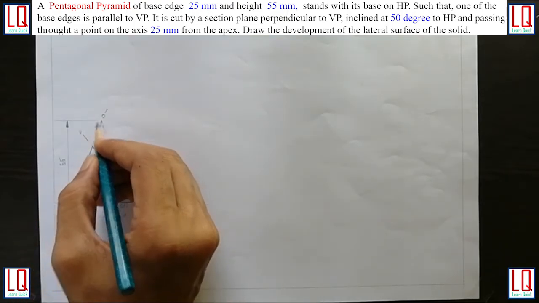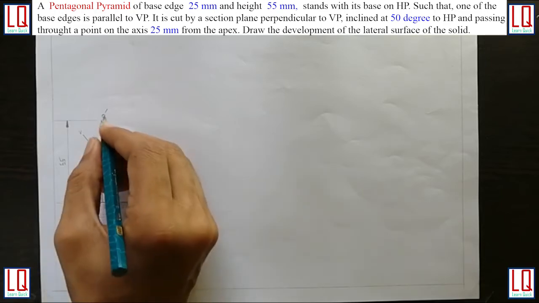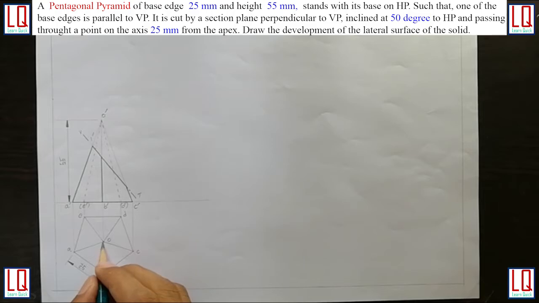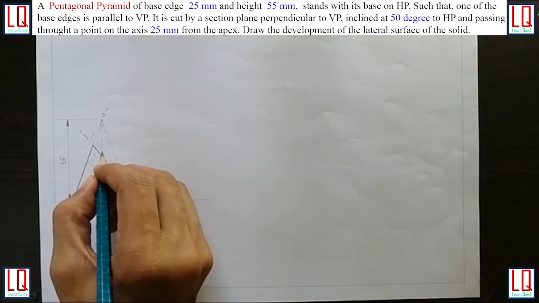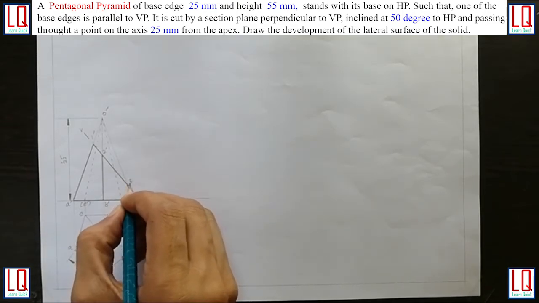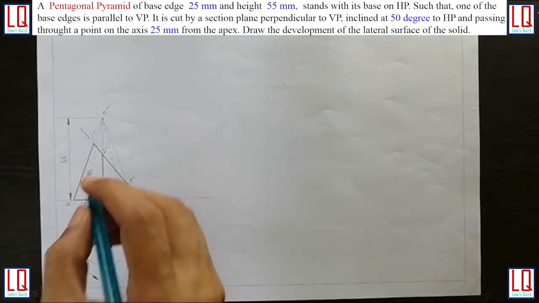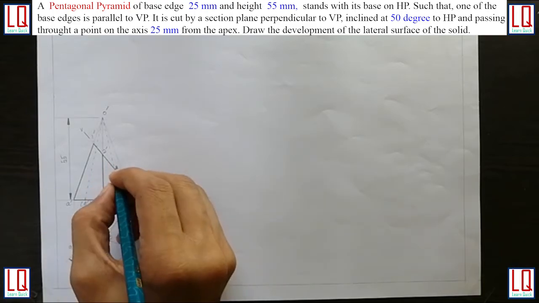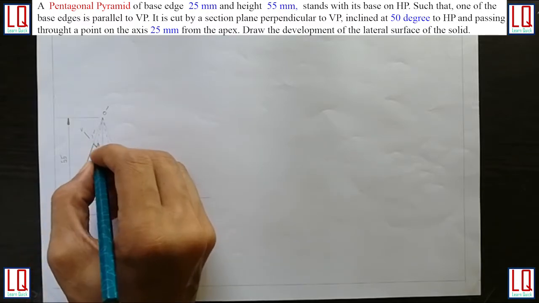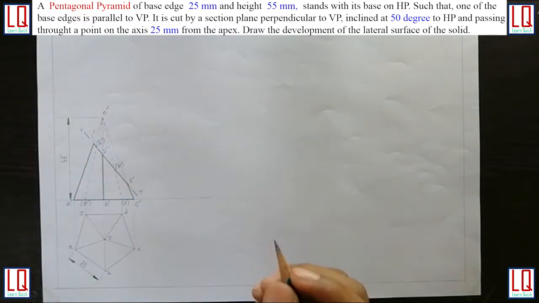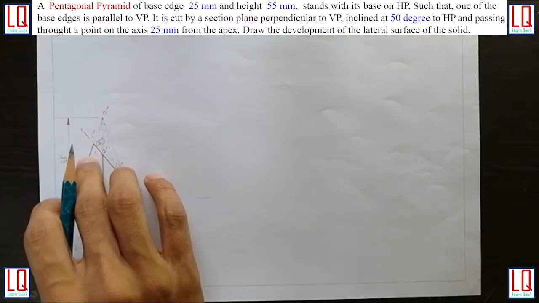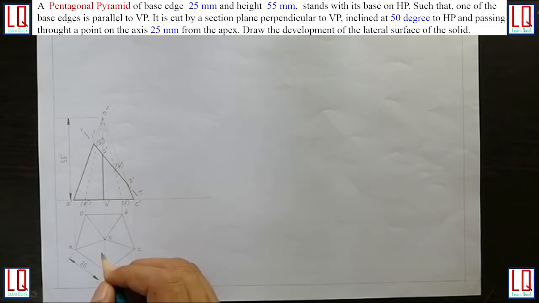Now we will name the cutting points. First we take the slant edge OA. The OA is cut here, so we will name it 1 dash. Next OB has been cut here, we will name it 2 dash. Next OC has been cut here, we will name it 3 dash. Next the OD edge is cut here, but it is not visible, so we will make it bracket 4 dash. Next OE is cut here, we will make it bracket 5 dash. Now if this problem were a section of solids, then we would bring all these cutting points to the top view and show the sectional top view.